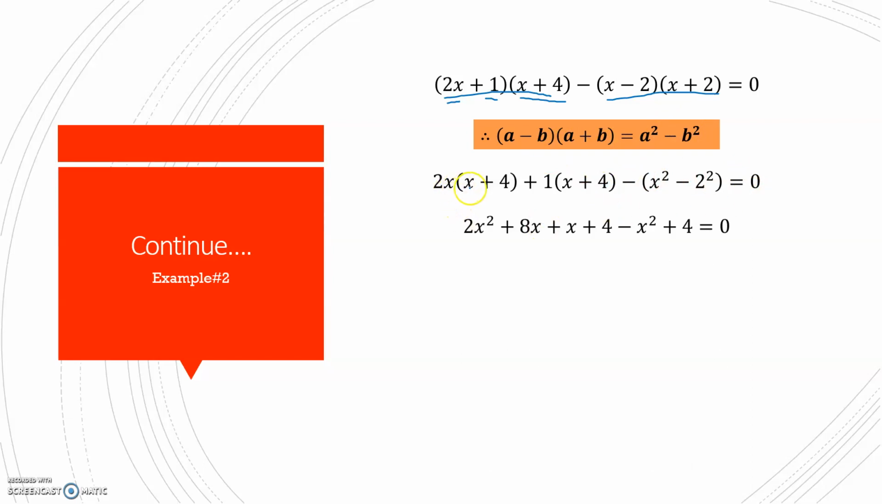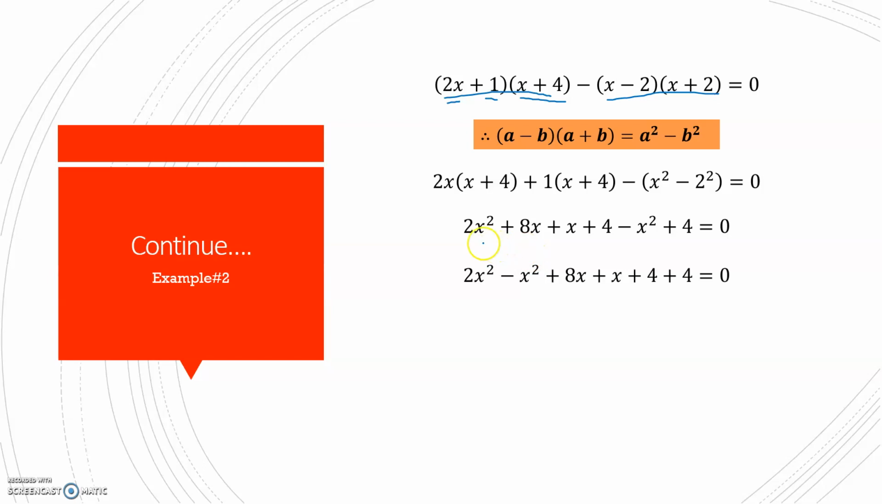Here 2x is multiplied by x and we will get 2x², plus when 2x is multiplied by 4 we will get plus 8x, plus when 1 is multiplied by x we will get x, plus when 1 is multiplied by 4 we will get plus 4, minus x². Here you can see that when we open the brackets there is a minus sign, so this sign will be changed into plus sign and 2² will be 4, that is equal to 0.